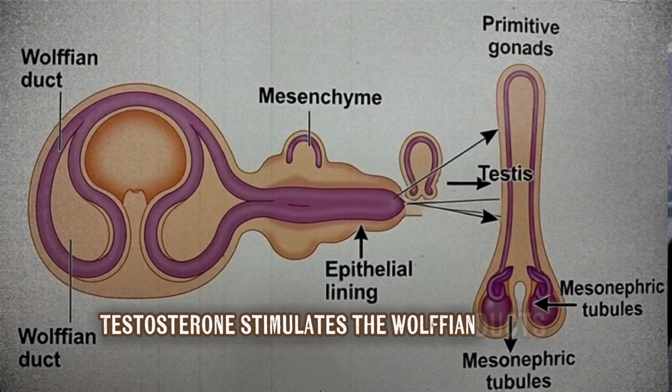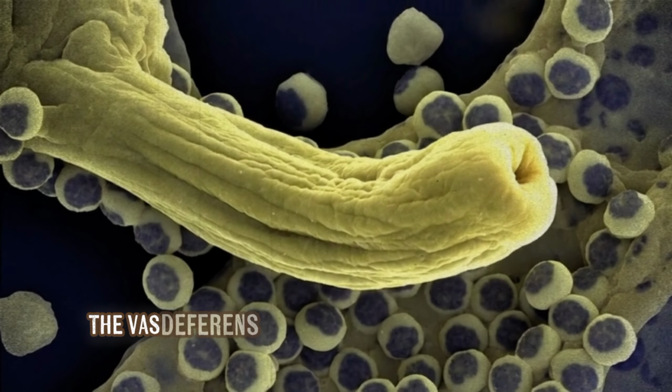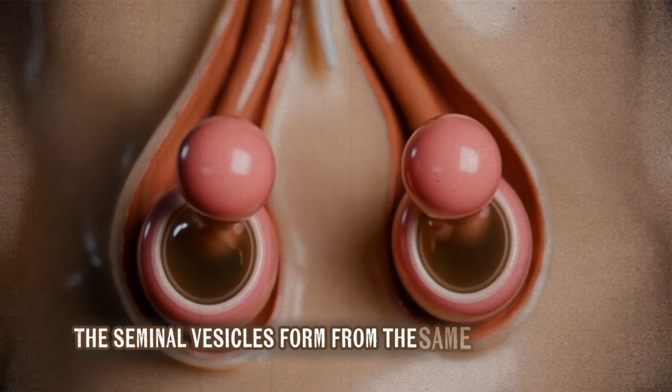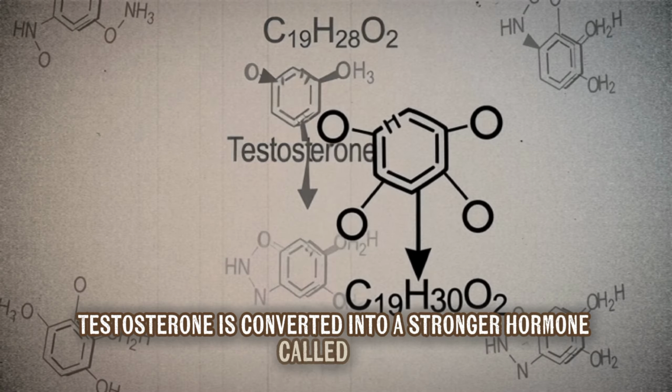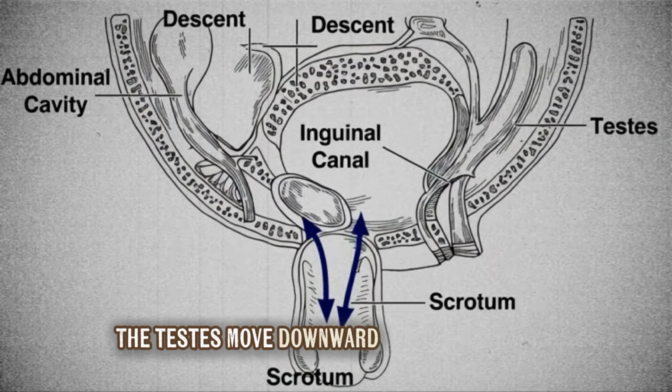Testosterone stimulates the Wolffian ducts to develop. The Wolffian duct forms the epididymis. The vas deferens also develops from the Wolffian duct. The seminal vesicles form from the same duct system. Testosterone is converted into a stronger hormone called DHT. DHT forms the penis and scrotum. The testes move downward into the scrotum.